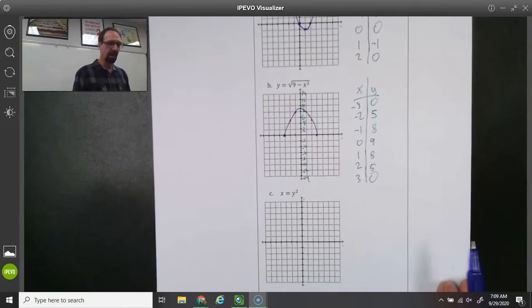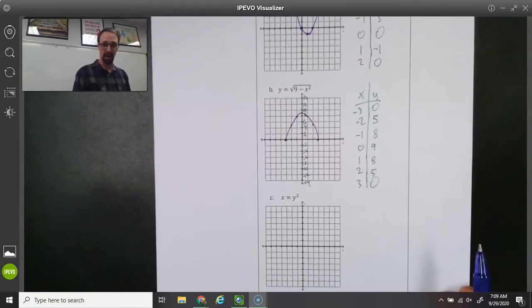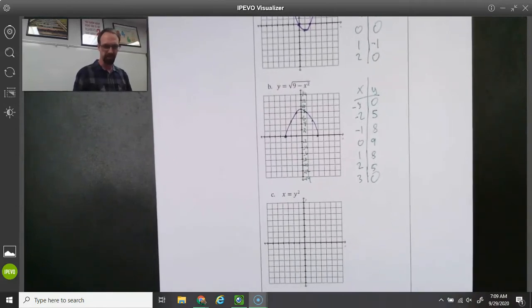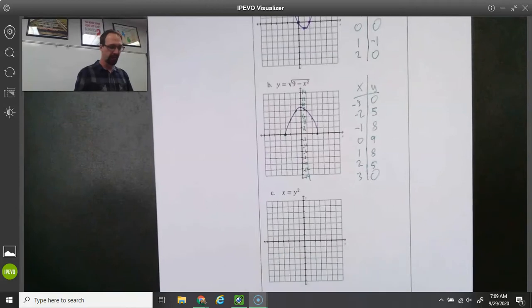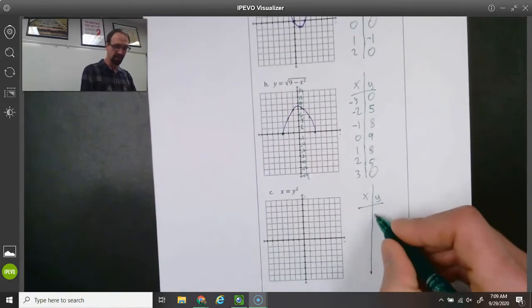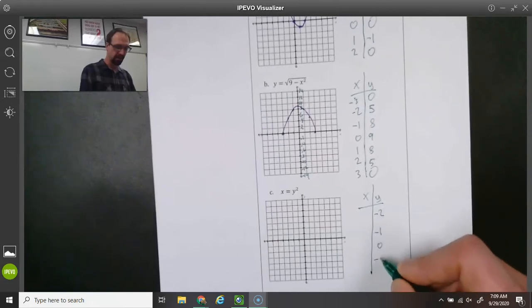And we're going to talk about domain and range with these problems. We're going to come back to that after we finish C. So with C, I've got x equals y squared. Again, it's x equals, so I'm going to change the values, I'm going to change where I'm plugging them in.